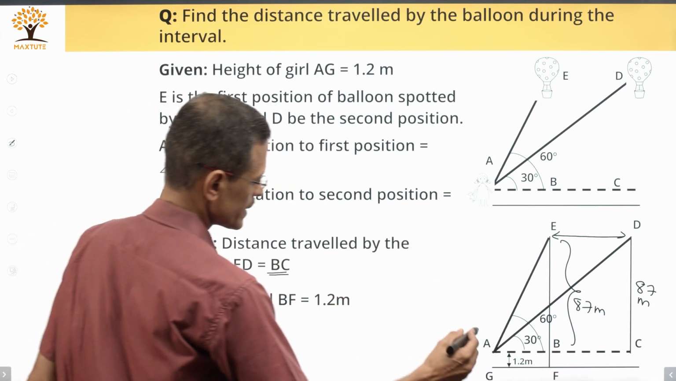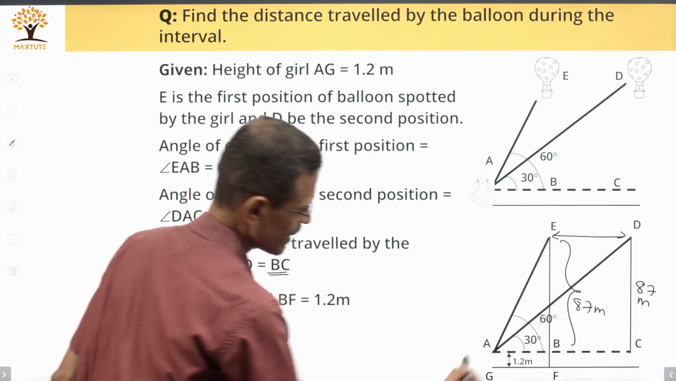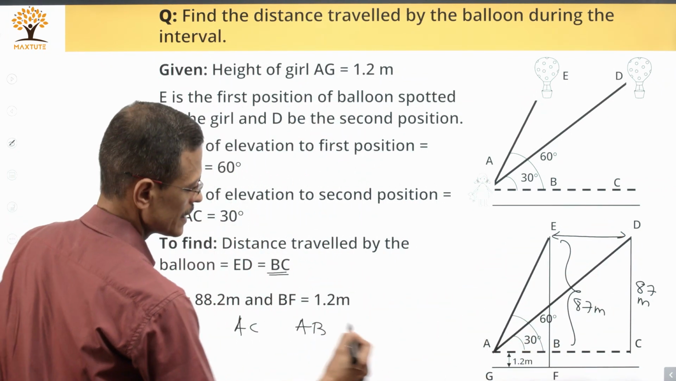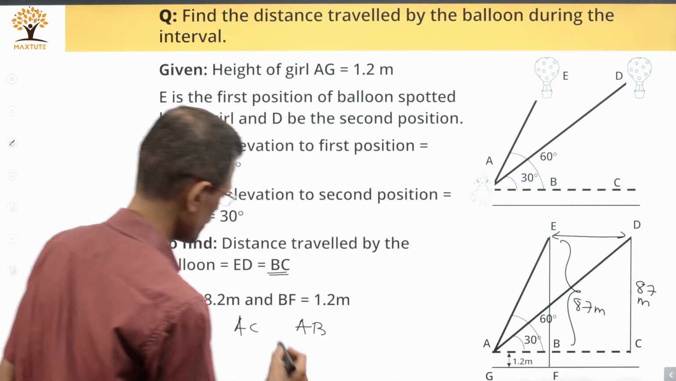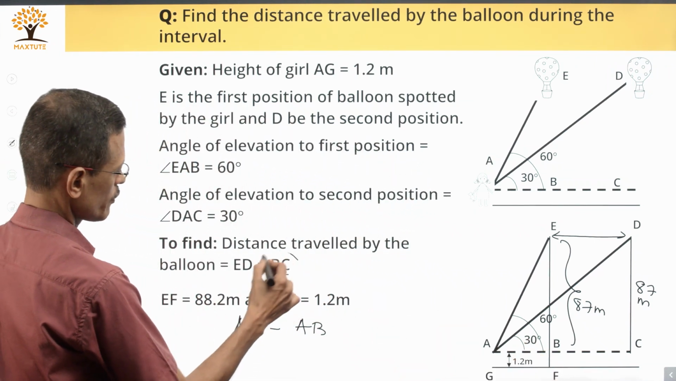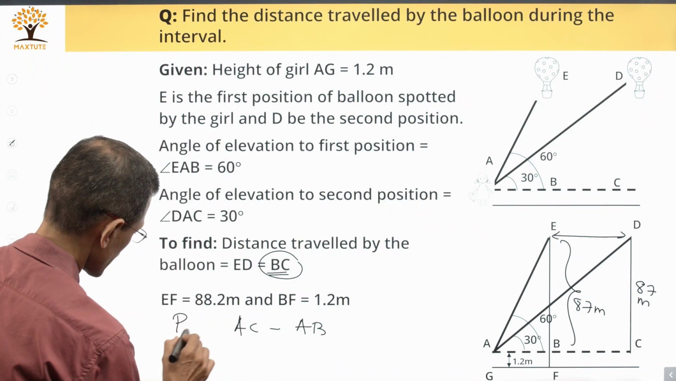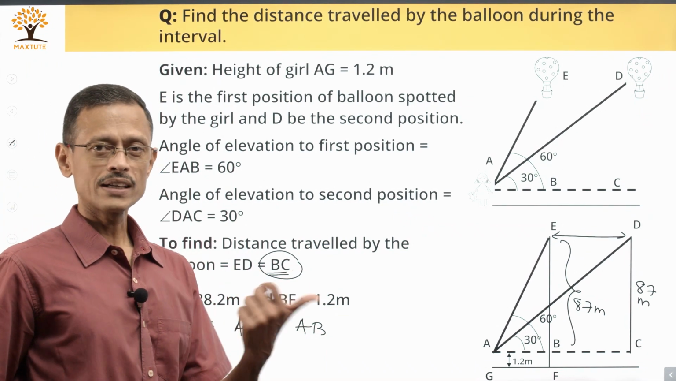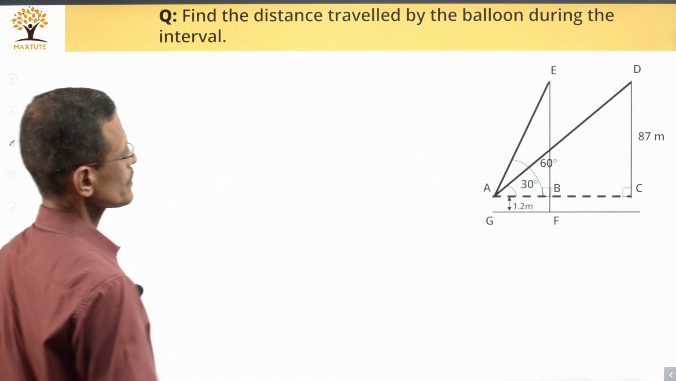So, I found out AC from triangle DCA. From triangle EBA, I am finding out the measure of AB. AC minus AB is going to give us the measure of BC. So, BC that we are trying to find out is nothing but AC minus AB. So, step 1, let's compute AC.